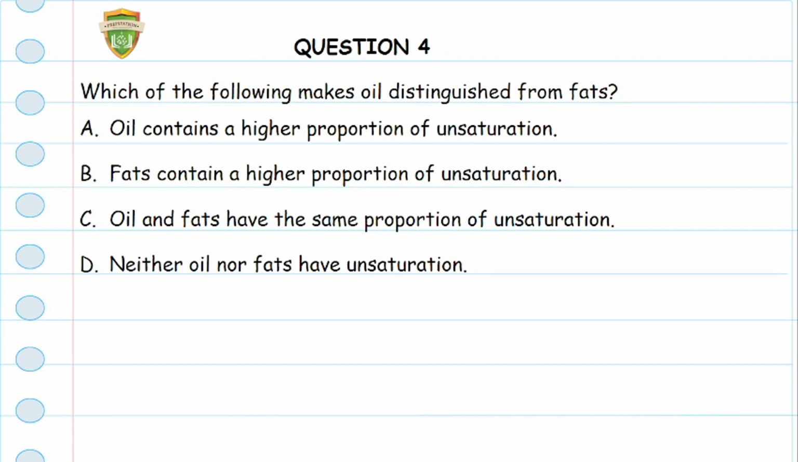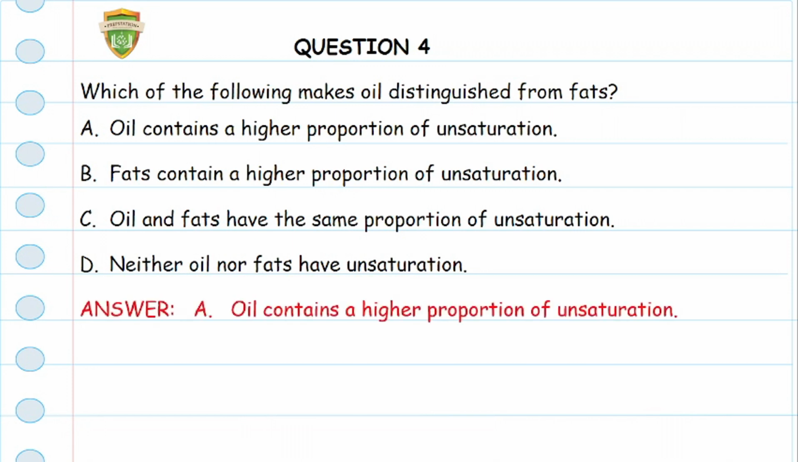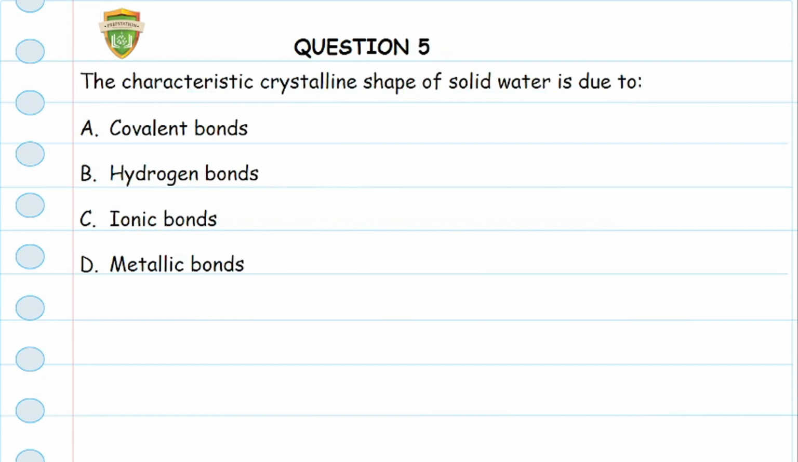So fats do not have these double bonds, and thus the molecules are able to pack more tightly, which enables their solid state. So in this question, the answer is A. Oil contains a higher proportion of unsaturation, right? Option A.